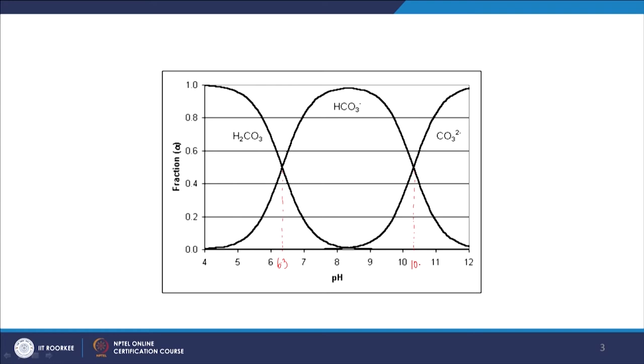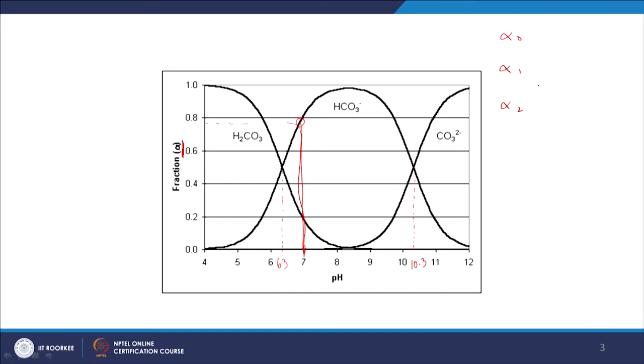10.3, right, but we are in general concerned with the neutral pH. So as we see, at neutral pH, most of it, almost 80% of it, as you see, this is the ionization fraction. And what do these ionization fractions give you an idea about? Let us write them down: alpha naught, alpha 1 and alpha 2.